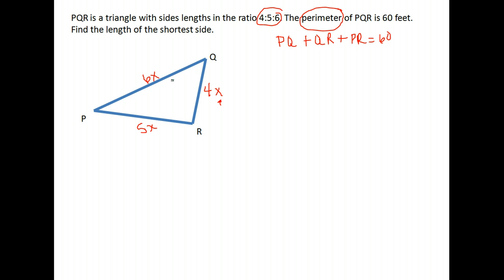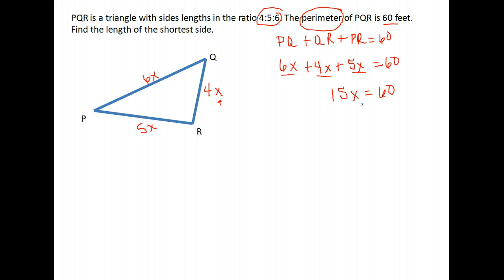So as I look at my problem, I remember, well, when I add those three sides together, I am supposed to get 60 feet because that's my perimeter. So let's put that in. So if I take 6x and add 4x and 5x, those are my three sides, I should get 60 feet. Combine your like terms. So we have a 6, 4, and 5x. They're all x's, so we can add those together. We get 15x equals 60.